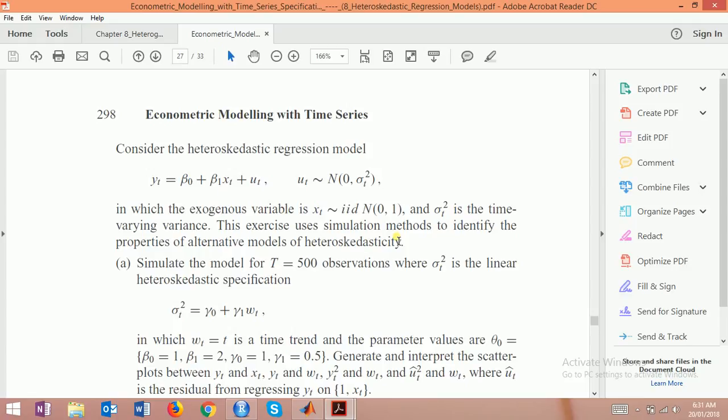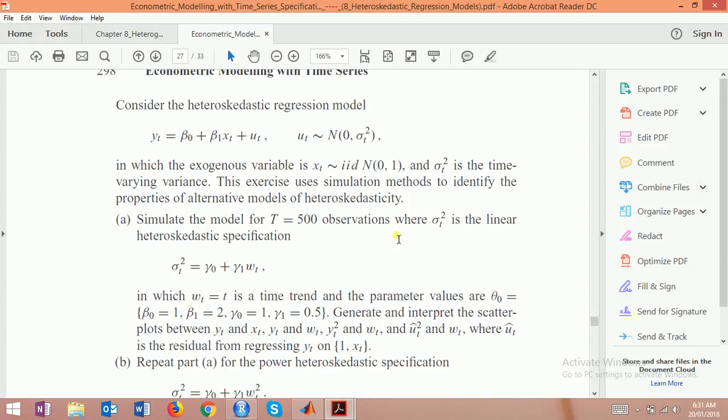with zero mean and sigma square t variation, which is a time varying variance, in which the exogenous variable is IID, normally distributed with zero mean and one standard deviation. And as we know, sigma square t is time varying variance. The exercise uses simulation methods to identify the properties of alternative models of heteroscedasticity.